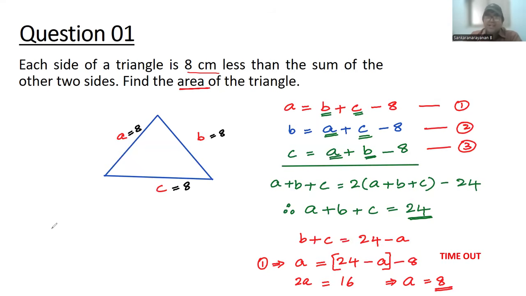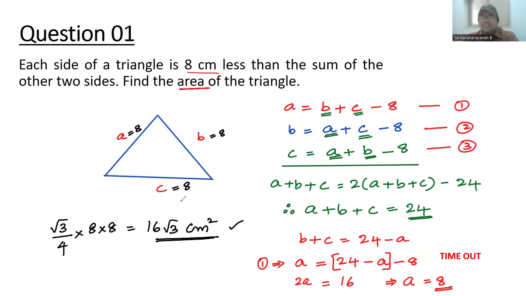You are asked to find the area of this triangle. I know the area now will be root 3 by 4 A square, that is 8 into 8. And how much does this come to? I can say my answer will come here as 16 root 3. It's in centimeters, right? So centimeter square. So for the first question, the correct answer is 16 root 3 centimeters square. I hope the explanation is clear to you. We have taken care of the first question here.